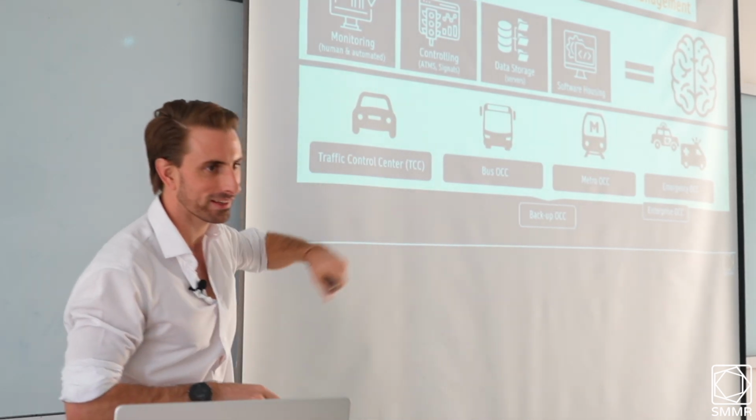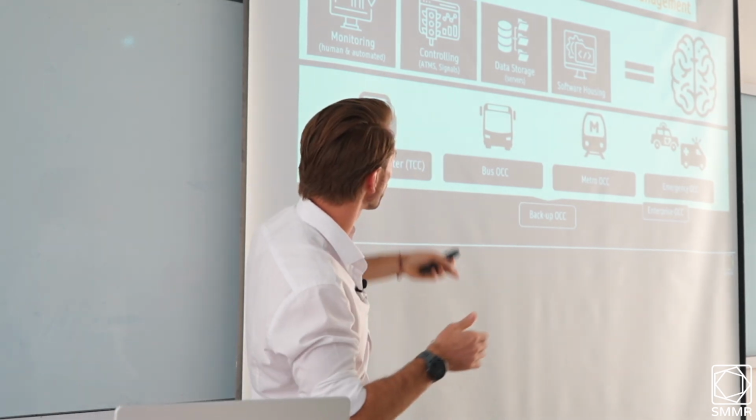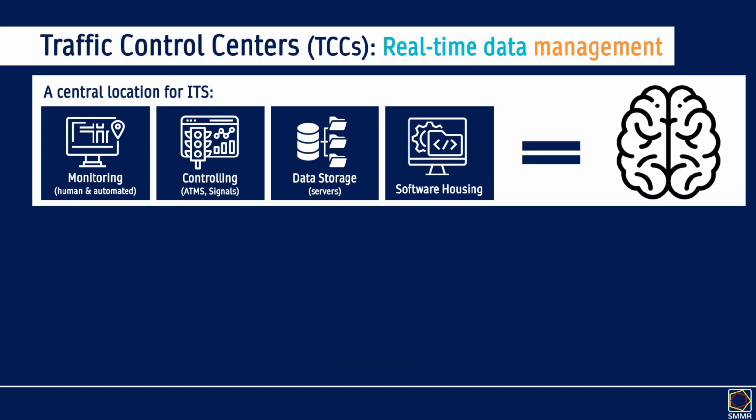You could do the same with traffic lights, reconfigure your traffic lights to control how vehicles are moving through your network. In the control center, you also store lots of data. You collect so much data, you can store that for historical analysis, and you have lots of different software. So it's really like the brain for your city, or at least your transport system.